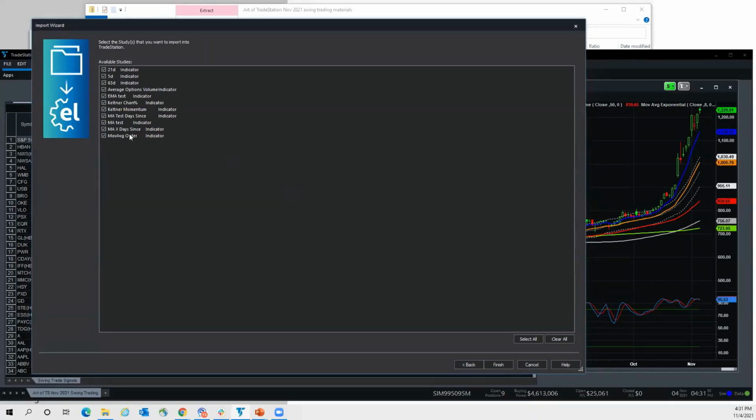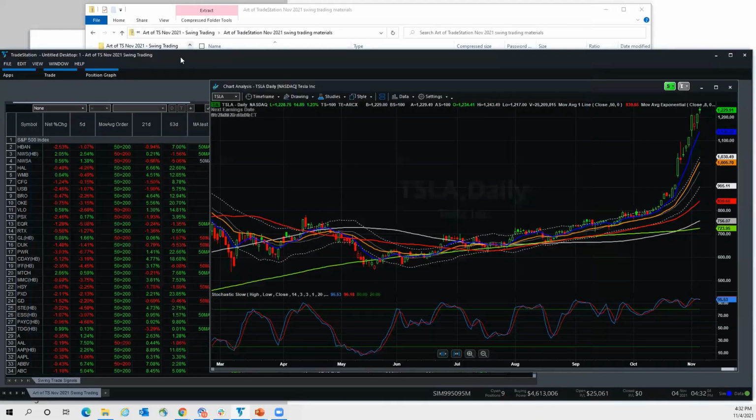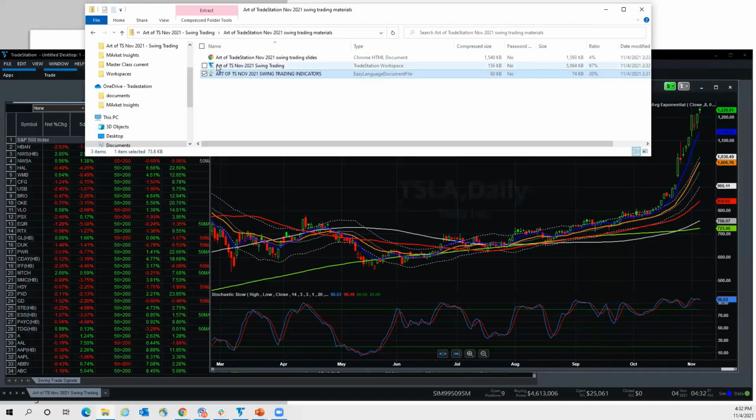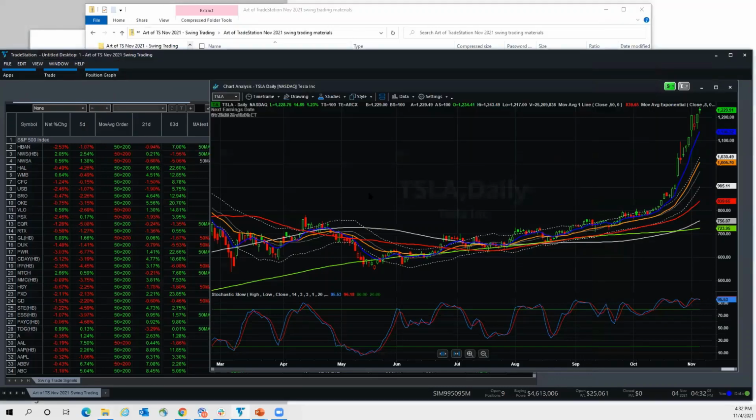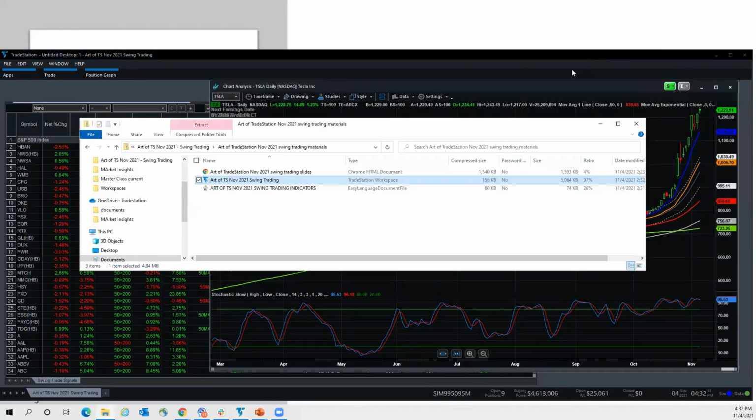Once these have been imported, which I'm not going to do because I already have them, you would hit finish and then it would import them. Then you're going to double click on this, which is the workspace, right here. So those are the steps you want to go through.